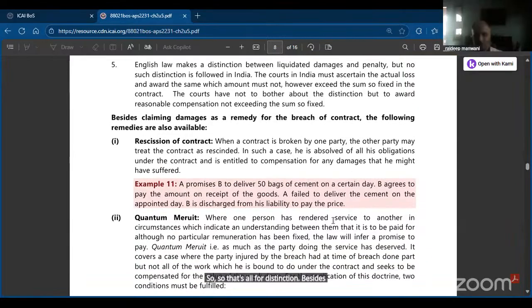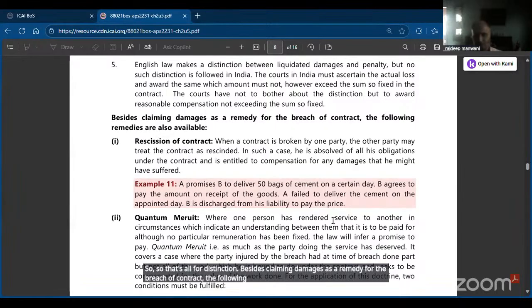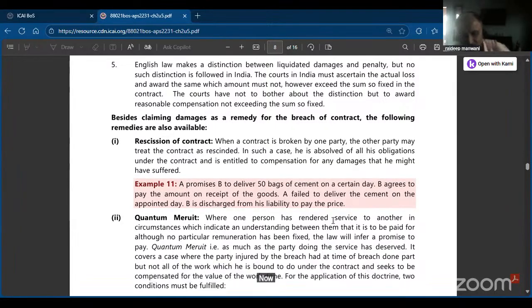Besides claiming damages as a remedy for the breach of contract, the following remedies are also available. So this was the first remedy, damages. Now we are going to the other remedies.